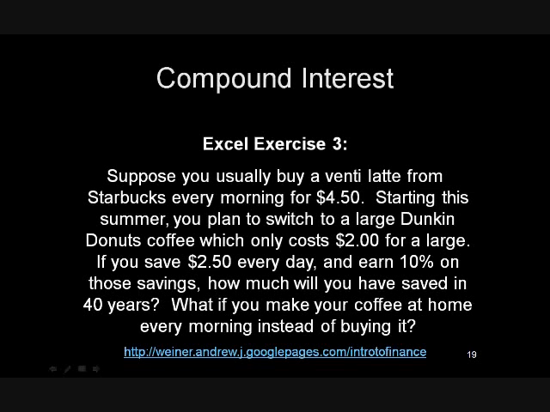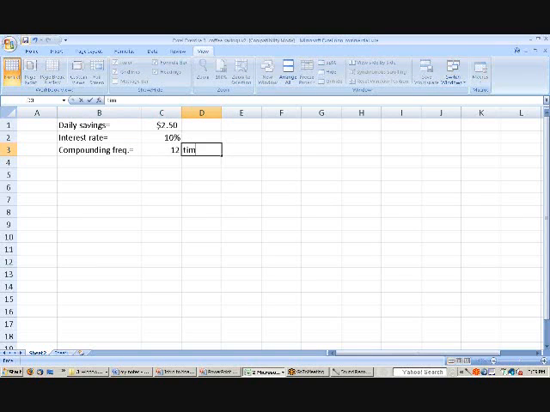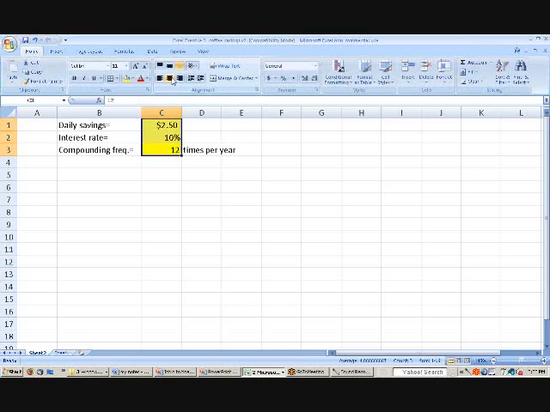Now, it's not actually given in the question, but most savings accounts pay monthly interest, so we'll assume that you're earning monthly interest, which means you're getting monthly compounding. And then we'll look at the 40 years on a monthly basis, so it's 480 months. So compounding frequency is 12 times per year. It's monthly. And we like to color code our inputs, so I'll make these yellow.